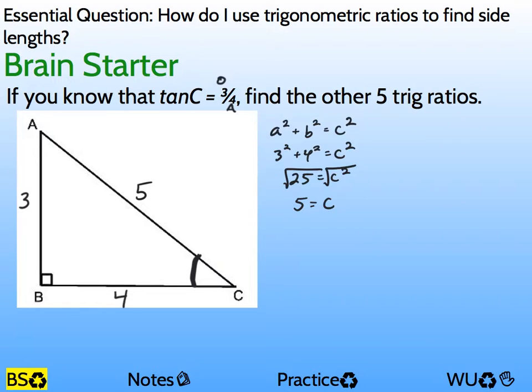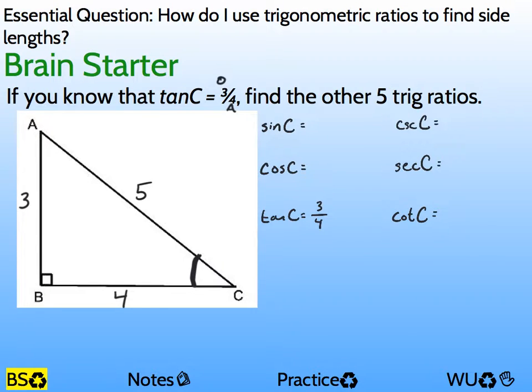So now let's find the remaining. Pause your video now so you can fill in the remaining 5 trigonometric ratios. I'll give the answers in 3, 2, 1. First we label: 3 is opposite, 4 is the adjacent, and 5 is the hypotenuse, which means that sine equals 3 over 5, cosine equals 4 over 5, tangent's already given to us at 3 over 4, cosecant equals 5 over 3, secant is 5 over 4, and cotangent is 4 over 3.